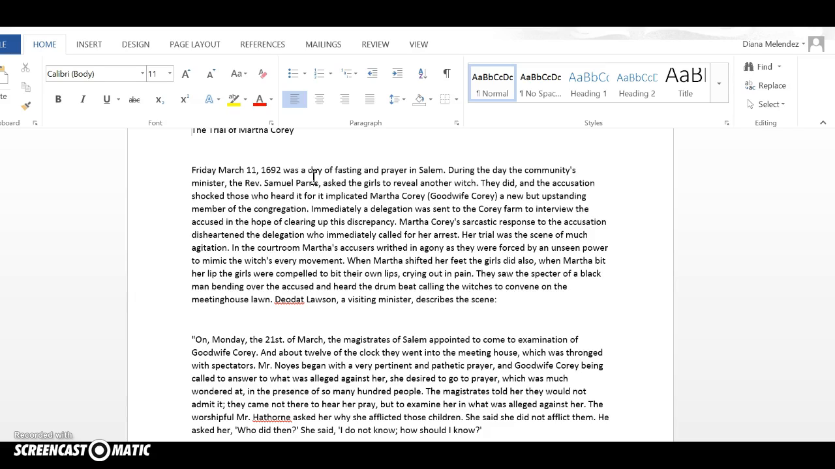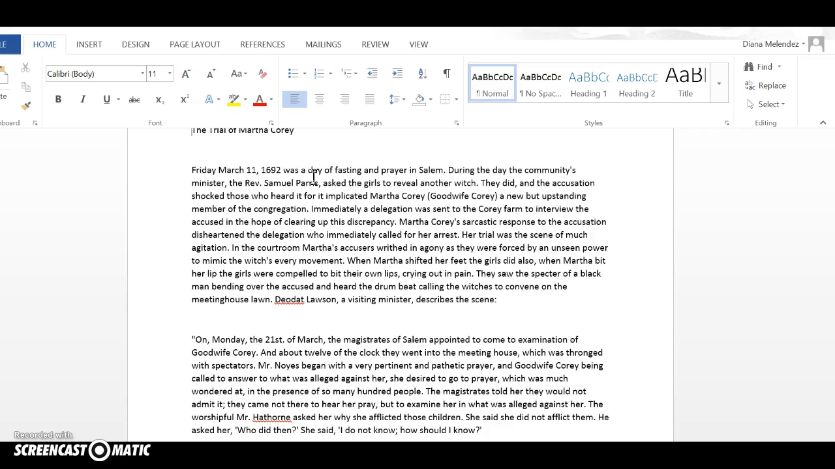Friday, March 11th, 1692 was a day of fasting and prayer in Salem. During the day, the community's minister, the Reverend Samuel Parris, asked the girls to reveal another witch. They did, and the accusation shocked those who heard it, for it implicated Martha Corey, a new but upstanding member of the congregation. Immediately, a delegation was sent to the Corey farm to interview the accused in the hope of clearing up this discrepancy. Martha Corey's sarcastic response to the accusation disheartened the delegation, who immediately called for her arrest.